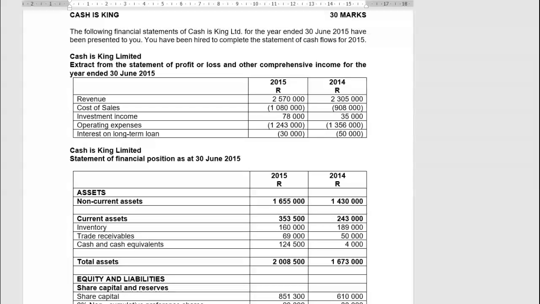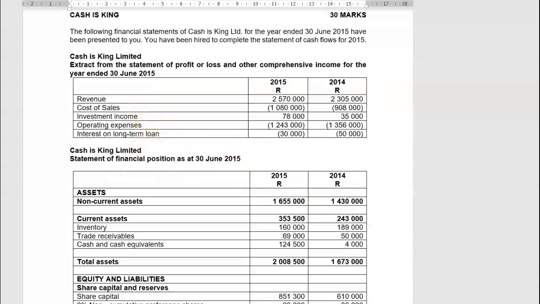The following financial statements of King Limited for the year ended 30 June 2015 have been presented to you. You have been hired to complete the statement of cash flow for 2015. King extract a statement of profit or loss and other comprehensive income for the year ended 30 June 2015. Comparative figures, revenue, cost of sales, investment income, operating expenses, and interest on long-term loan.